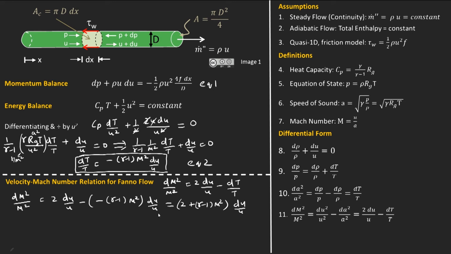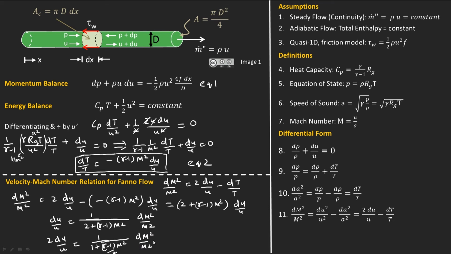Alright, I'm going to rearrange this to express this as du over u equals 1 over 2 plus (gamma minus 1) M squared times d of M squared over M squared, which can also be expressed, if I divide this denominator by 2, as 2 times du over u equals 1 over 1 plus (gamma minus 1) times M squared, divided by 2, whole thing multiplied by dM squared over M squared. And there we have it.